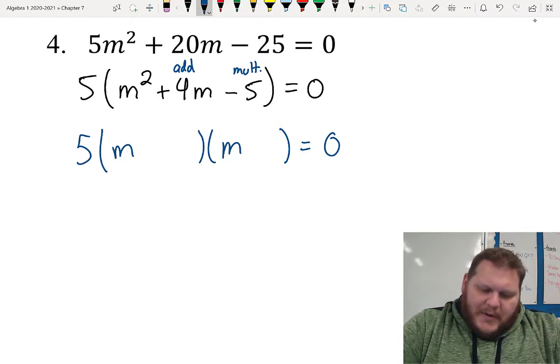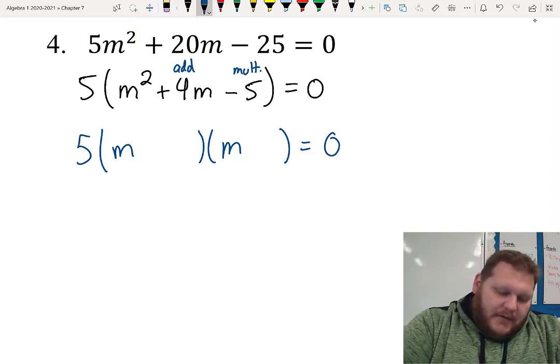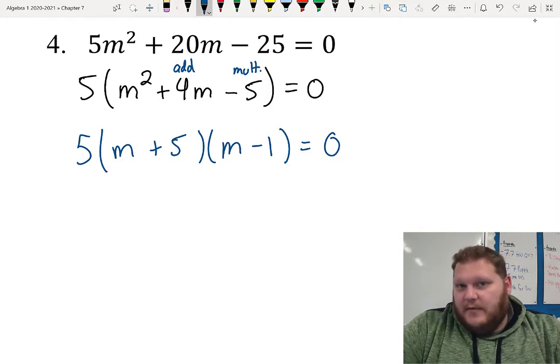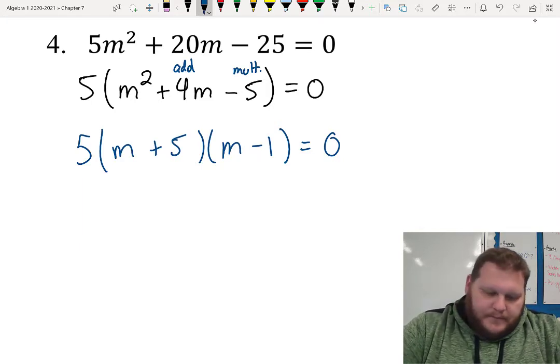So since I want it to be negative 5 when I multiply but add up to a positive 4, I know one positive, one negative. It's going to have to be positive 5 and negative 1, because 5 minus 1 is 4. 5 times negative 1 is negative 5.